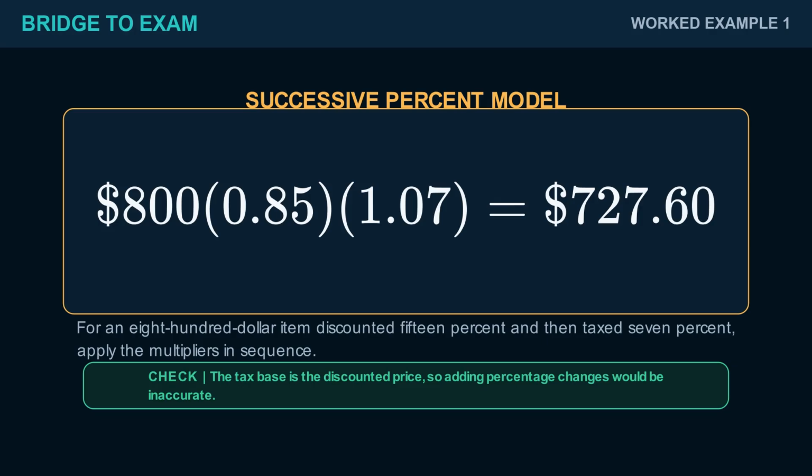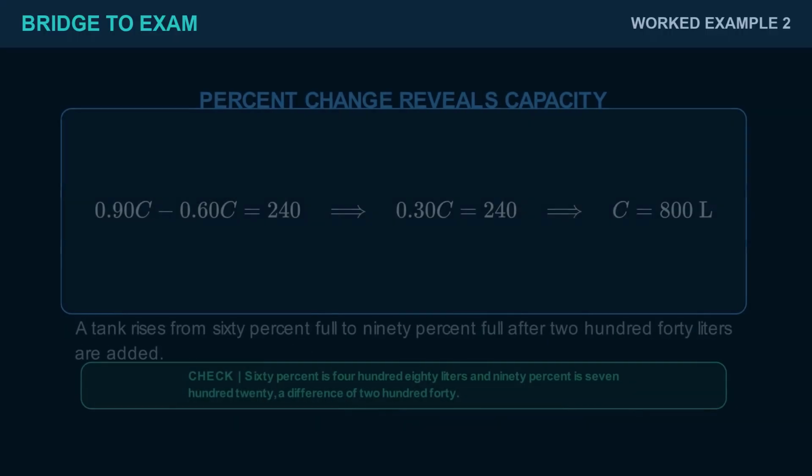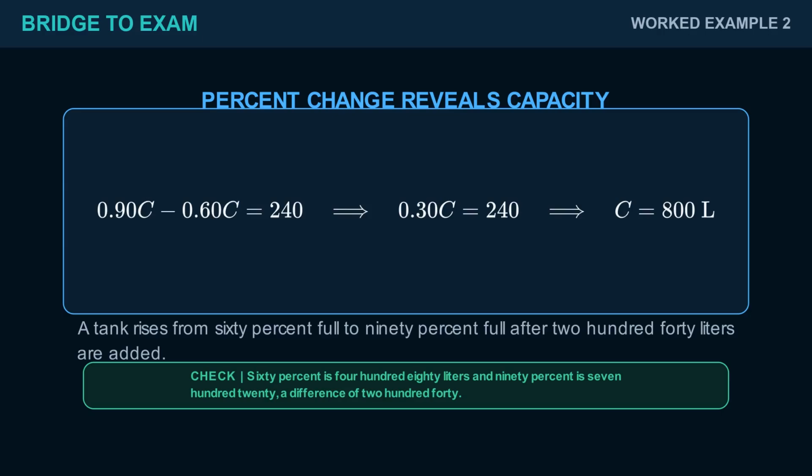Worked example 1. For an $800 item, discounted 15% and then taxed 7%. Apply the multipliers in sequence. The final price is $727.60. Check. The tax base is the discounted price, so adding percentage changes would be inaccurate.